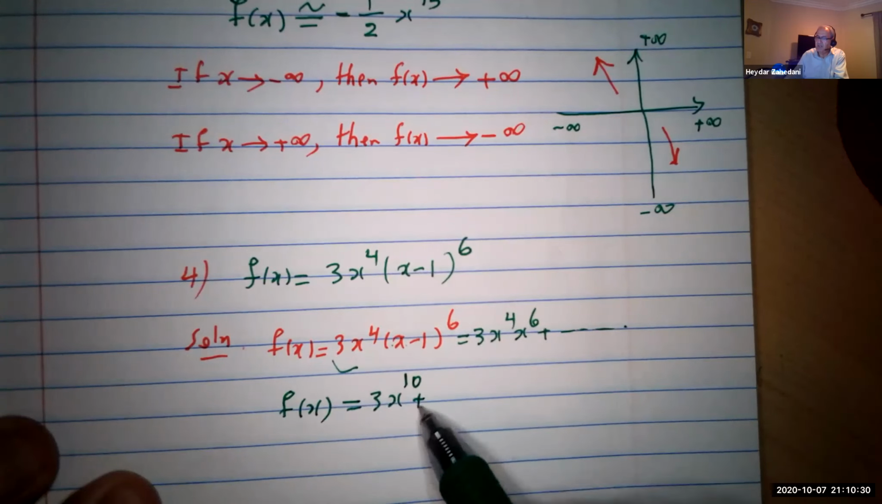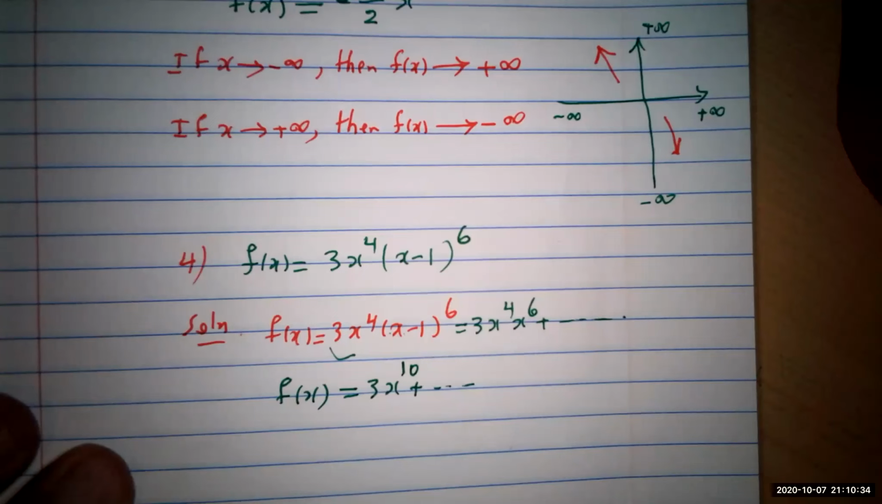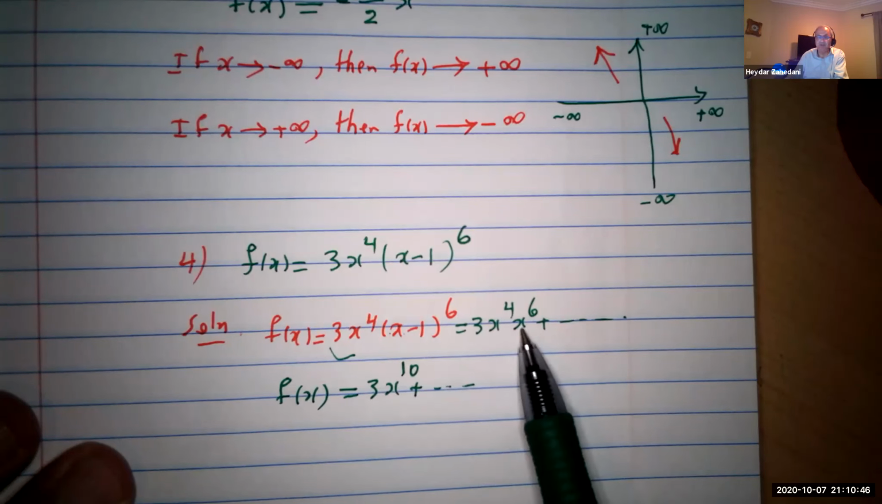10. 10? Yes, question? If there was a number in front of that x minus 1, like let's say it was 5, would you distribute that and then that would be the highest number? Yeah, if you distribute it, you see if it's 5, it's going to be x to the fifth.